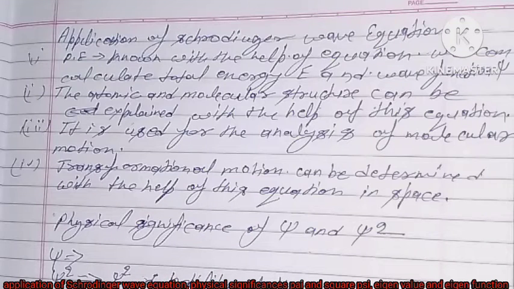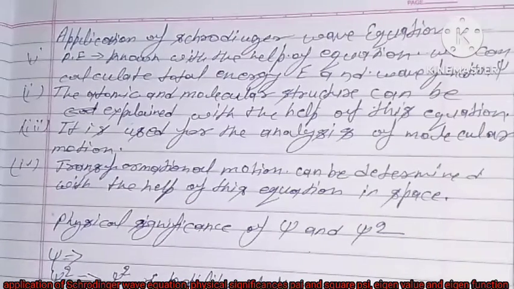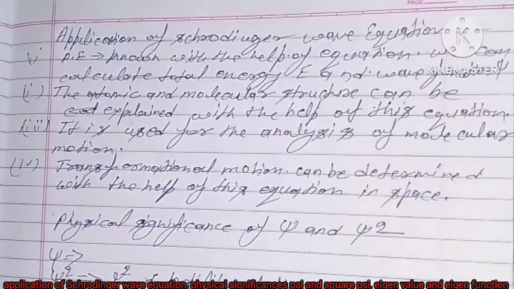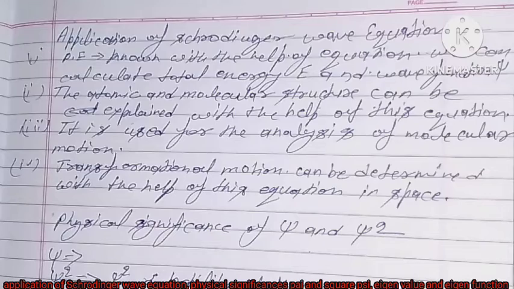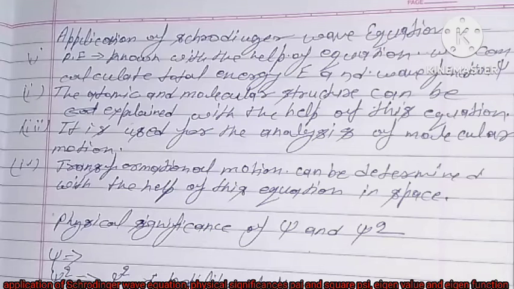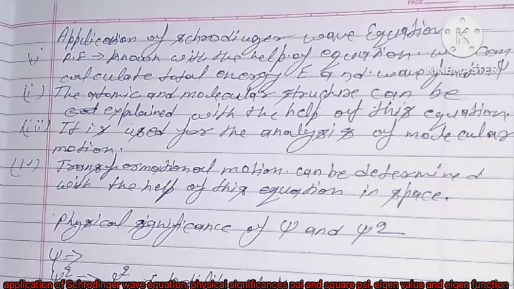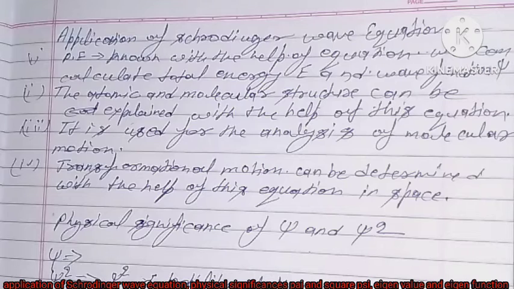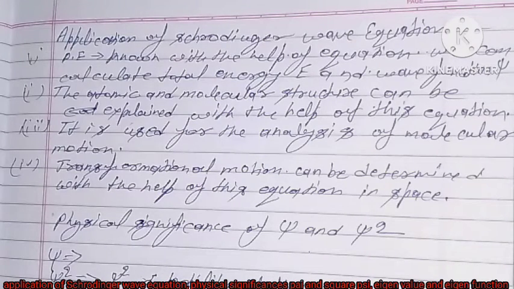Max Born suggested that in wave mechanics psi square be interpreted as electron density. Psi square varies from region to region, and high values suggest a greater possibility of finding the electron around the nucleus.